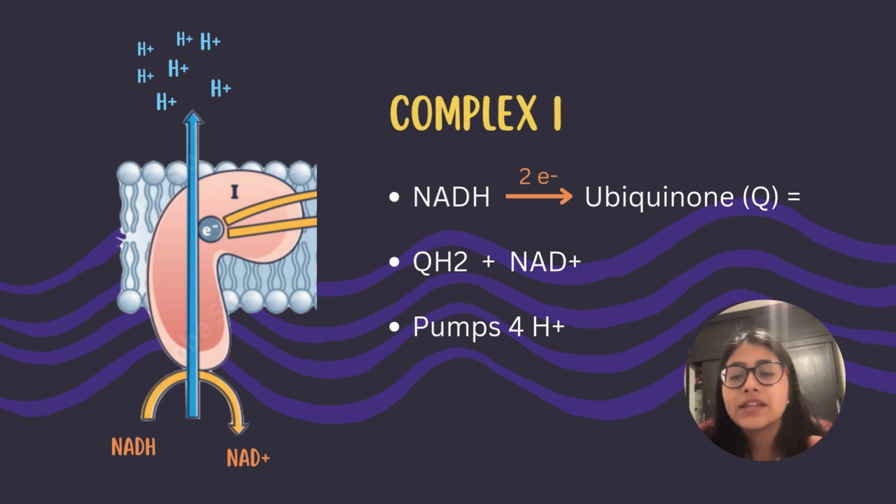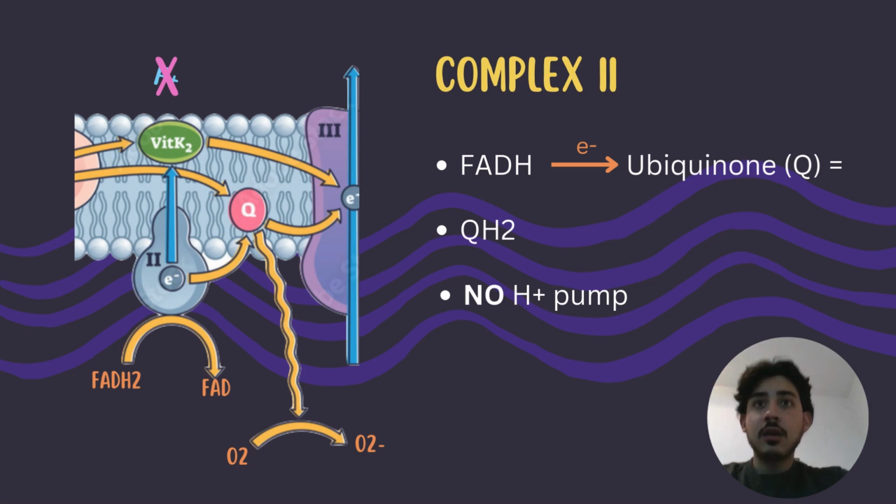In complex 1, the electron carrier NADH transfers two electrons to the coenzyme and antioxidant ubiquinone, and this results in the oxidation of NADH into NAD+, and the reduction of ubiquinone into QH2. All this reaction pumps four hydrogen protons into the intermembrane space from the matrix. Complex 2 is an enzyme that helps FADH2 transfer its electrons to coenzyme Q, which transfers them to complex 3 and 4 to help them pump the protons, since complex 2 does not pump them into the intermembrane space.